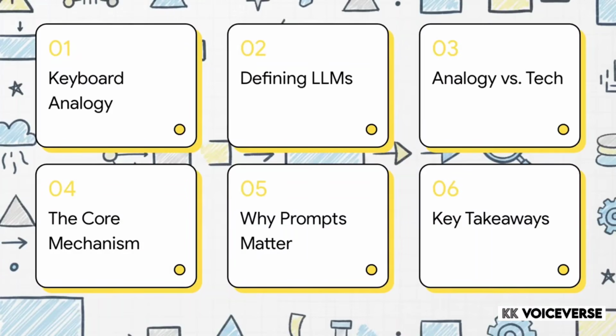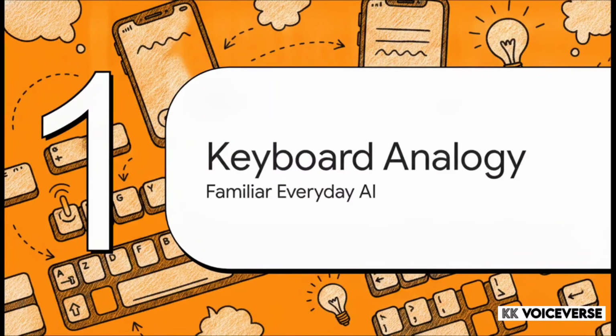Here's our agenda for today. We'll hit 1. The phone keyboard analogy. 2. Defining large language models. 3. Analogy versus actual tech. 4. The core mechanism. 5. Why your prompt matters. And 6. Key takeaway.